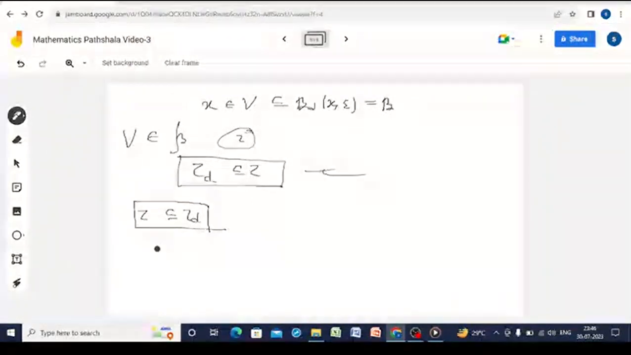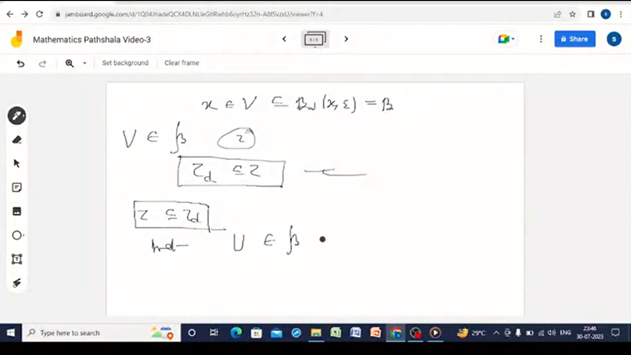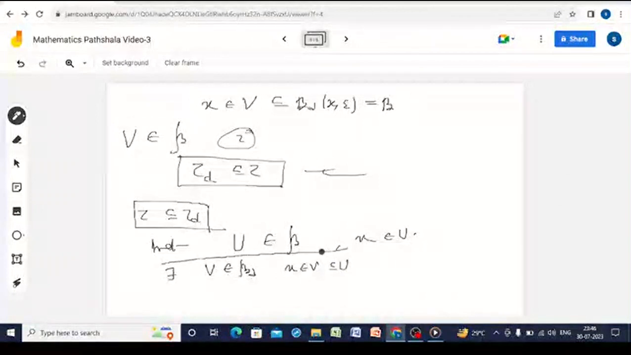So for this, we now take any basic open set in the product topology. Let U belong to our script B, that is the base for the product topology, with x belonging to U, and we now show that there exists a basic open set V belonging to script B_d such that x belongs to V, a subset of U. This we need to show.